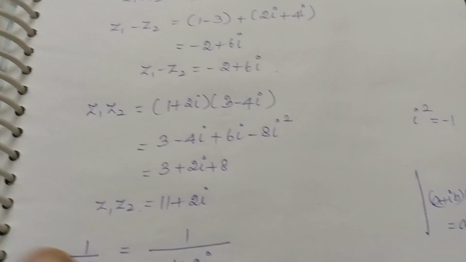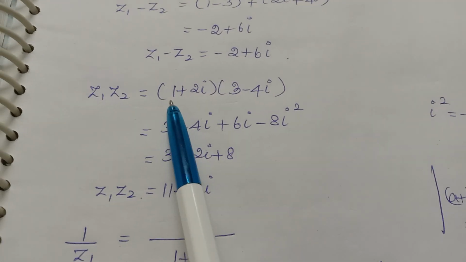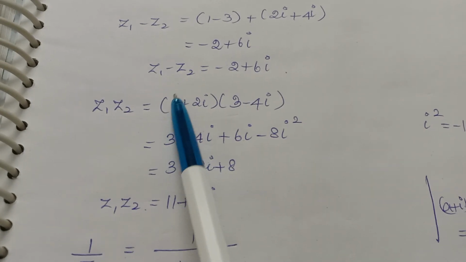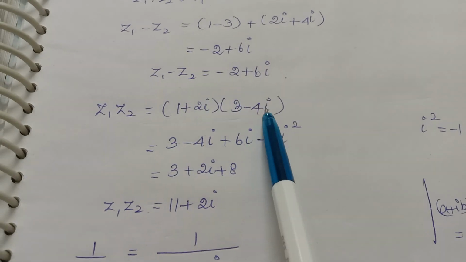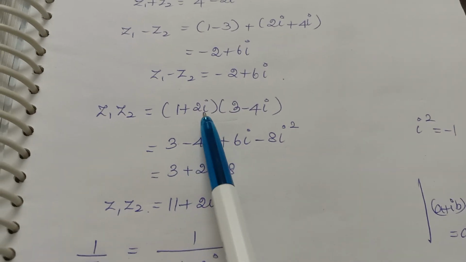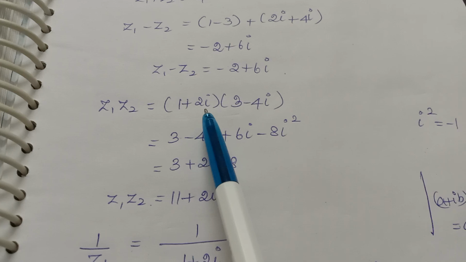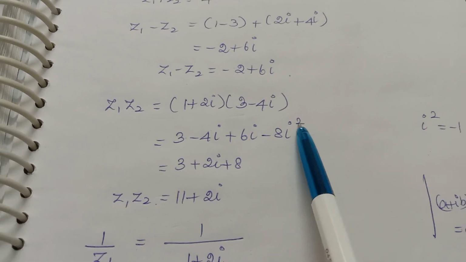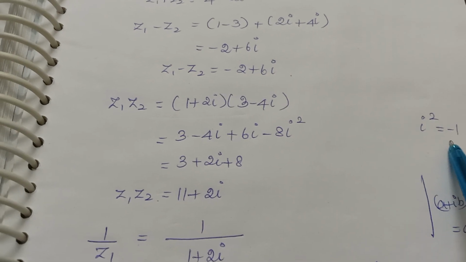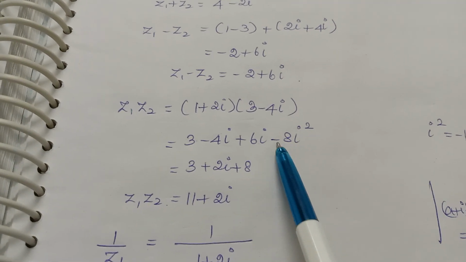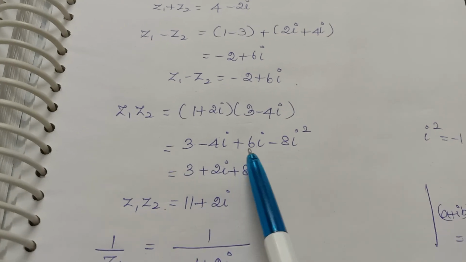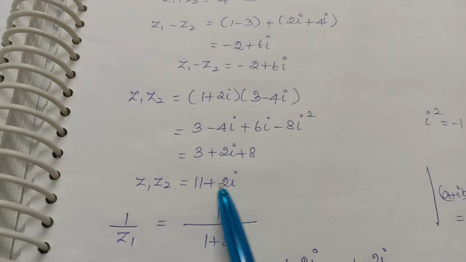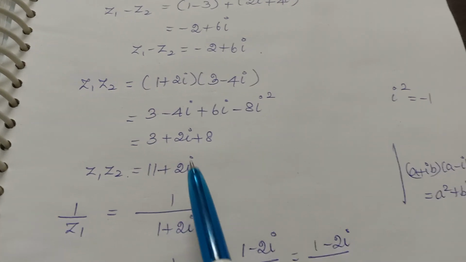Okay, next one is the product of two complex numbers. Z1 into z2 equal to 1 plus 2i into 3 minus 4i. First, you multiply 1 into 3 is 3, 1 into 4i equal to minus 4i. Next, 2i into 3 is 6i. Then 2i into minus 4i will be minus 8i square. But what is i square? I square equal to minus 1. So if you put minus 1, it will become plus 8. So 3 plus 8 is 11, and 6i minus 4i is 2i. So it's equal to 11 plus 2i. This is the product of the given two complex numbers.